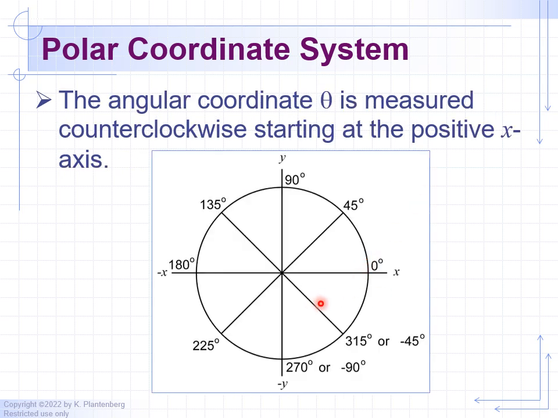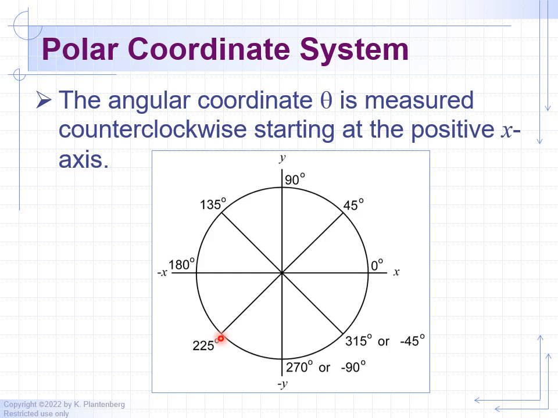By default, the angular coordinate is 0 at the positive horizontal, or what you think of as the positive x-axis, and it's measured positively counterclockwise. So 45 degrees counterclockwise, 90, 135, 180, 225, etc.